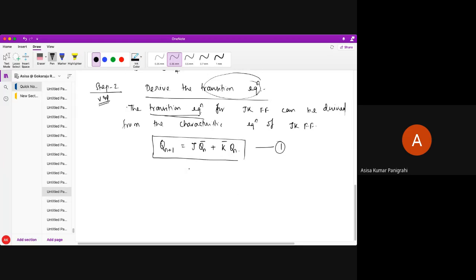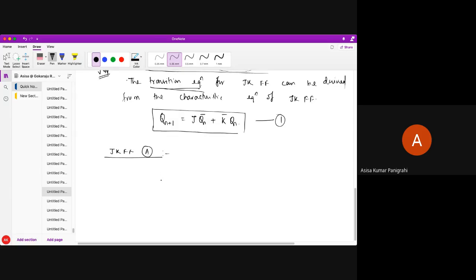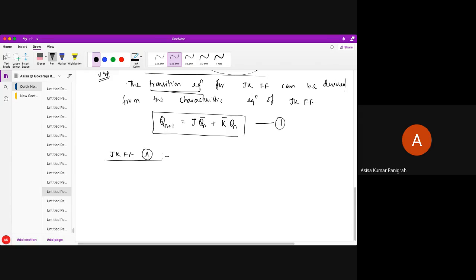Tell me, how many flip-flops are there? There are two flip-flops. So for JK flip-flop A, I would have one transition equation, and for JK flip-flop B, I would have another transition equation. For the first JK flip-flop A, I am going to design my transition equation. Since it's JK flip-flop A, QA plus 1 is my next state. Am I correct? So it would be nothing else, JA QA bar plus KA bar QA. Very simple. I have just replaced it with A, because it's flip-flop A.